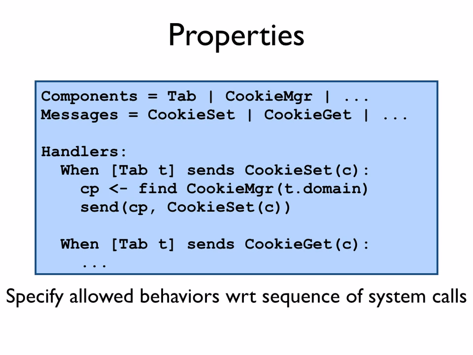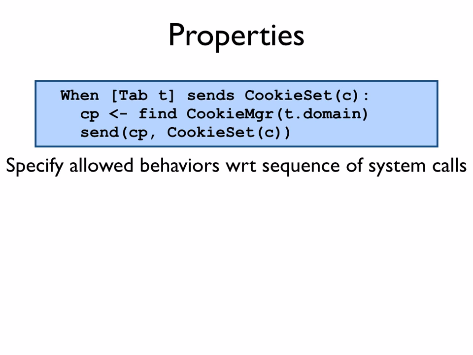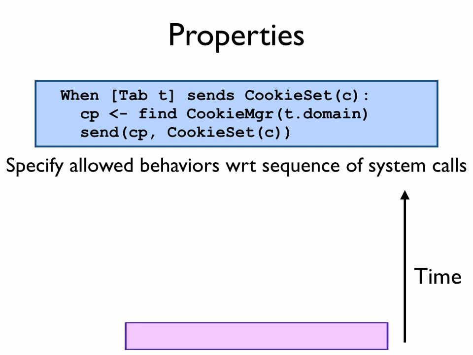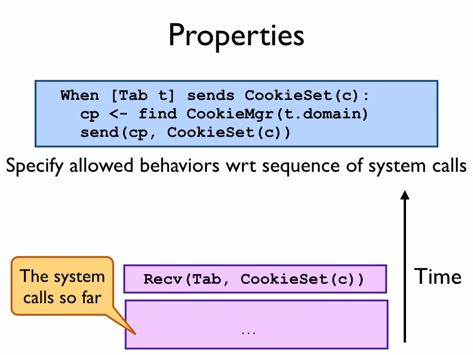And to illustrate what this sequence looks like, I'd like to focus on just one handler and tell you what system calls are made when that handler is run. So now let's suppose the kernel's been running for a while and has made a number of system calls so far. And then the kernel receives a cookie set message from a tab. Well, receiving a message from a tab corresponds to a system call.